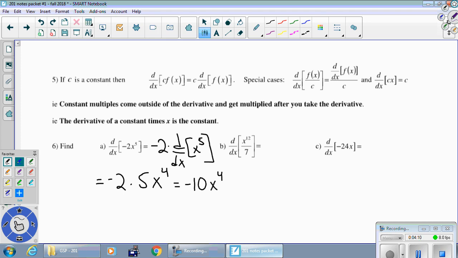And that's it. Now, I don't think I'm probably going to write this one out in as much detail anytime in the future this semester. So as a little shortcut here, the 5 comes down and multiplies by that -2. So the -2 is just hanging out, waiting for you to do the derivative. And we know the 5 comes down. And that's the multiplication that gets us the -10. Okay, let's take a look at the first special case. It says, let's actually take a look at the second special case. It says the derivative of any constant times x is the constant.